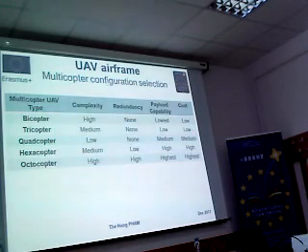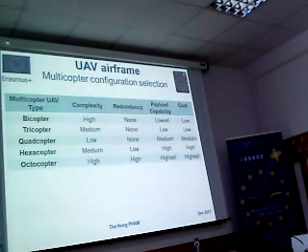For the hexacopter, as you see, the complexity is a little bit more complicated than the quadcopter, and the redundancy is low because we have exactly 6 propellers, and we have 6 degrees of freedom. But because we have more rotors, we can carry more weight, and the cost is a little bit higher.